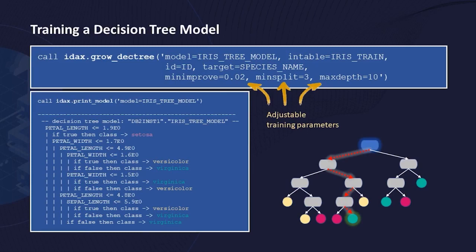The grow decision tree procedure will build out a decision tree model based on the input data you give it. And you can use the print model procedure to display information about the model. And in the case of a decision tree, it's a visual representation of it. Now, DB2 externalizes some of the training parameters, what are called hyperparameters, and you can adjust them to build different models and compare their accuracy to help choose a final one.